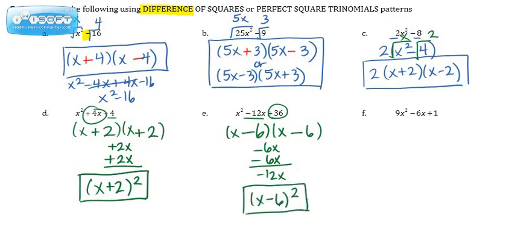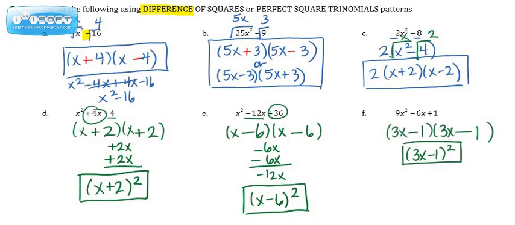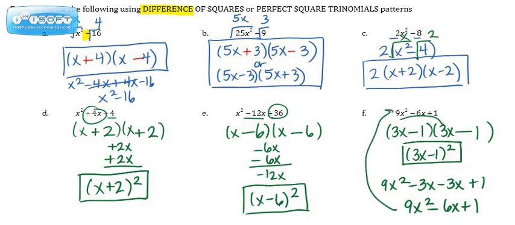Okay, I want you to try F. Pause the video, try to factor F, and then unpause it when you're ready to check your answer. Okay, so hopefully you got 3x minus 1 times 3x minus 1. Remember, we can check all our answers for A, B, C, or D by multiplying it back out. So I can double check 9x squared, outsides minus 3x, insides minus 3x, last plus 1. So again, I'm just using the FOIL method. And do I get the same thing that I started with?